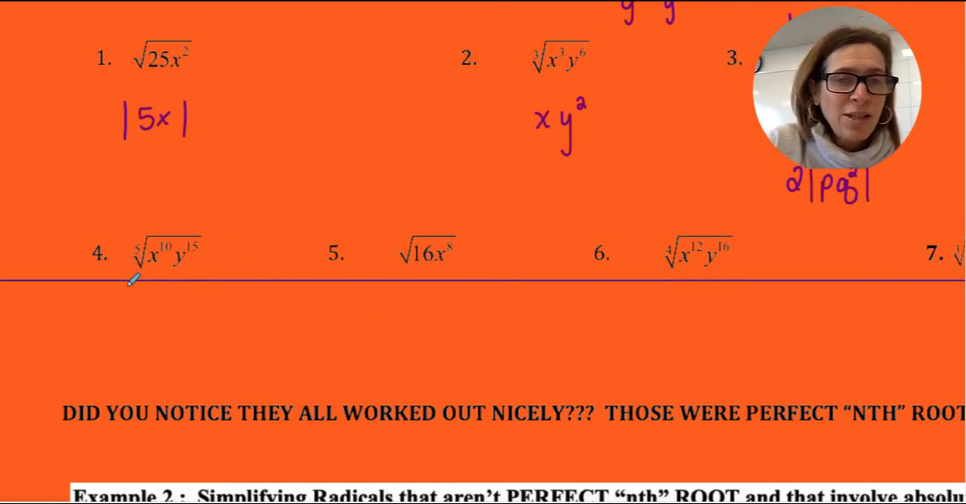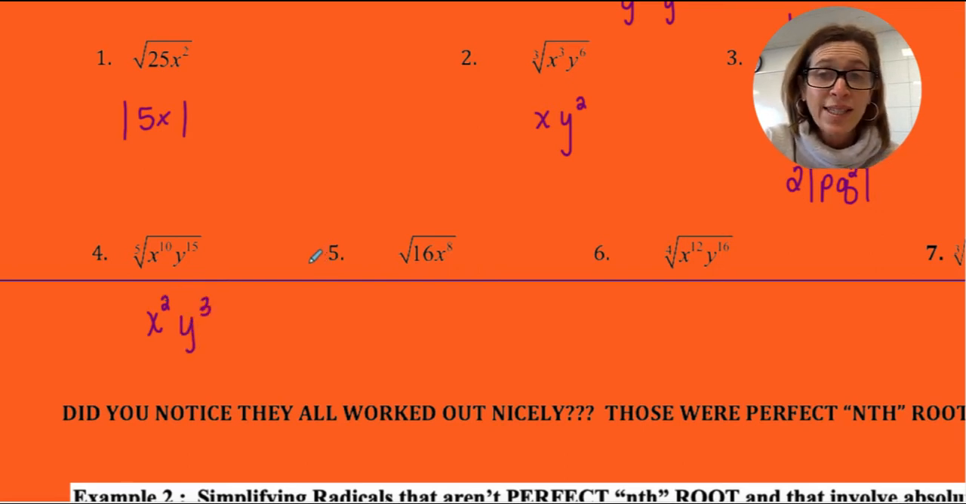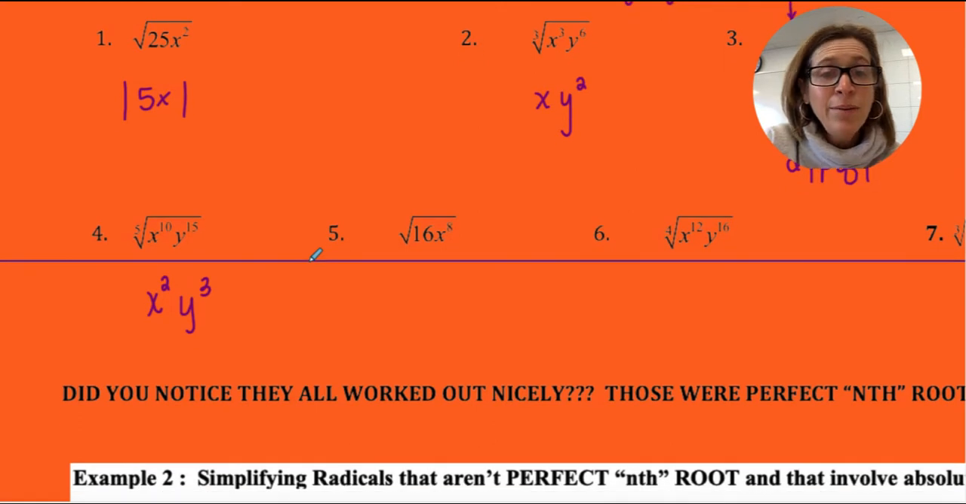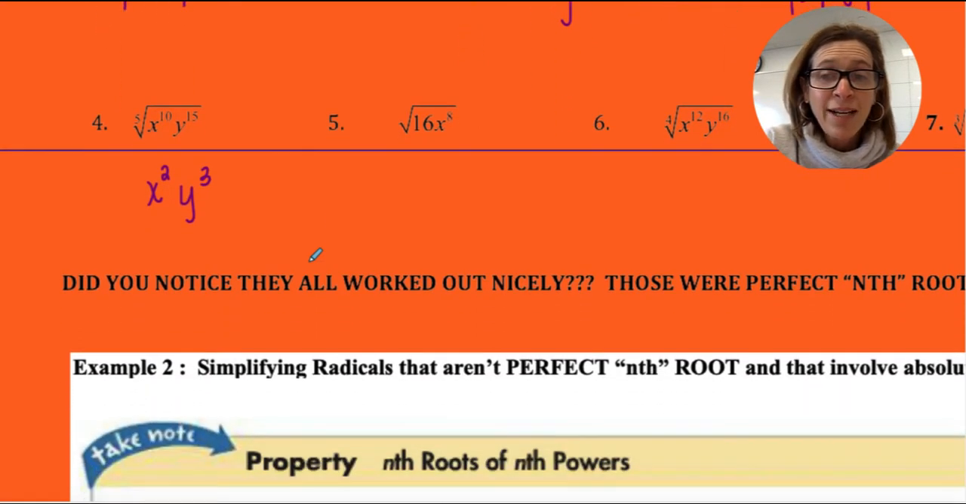Okay, let's look at this next one. The 5th root of x to the 10th, y to the 15th. Okay, so I don't have to worry about that because the index is odd. So I'm going to take 10 and divide it by 5. That gives me x squared. 15 divided by 5 is going to give me y cubed. All right, I want you to try 5, 6, and 7. All right, but hopefully you noticed they worked out nicely, right?